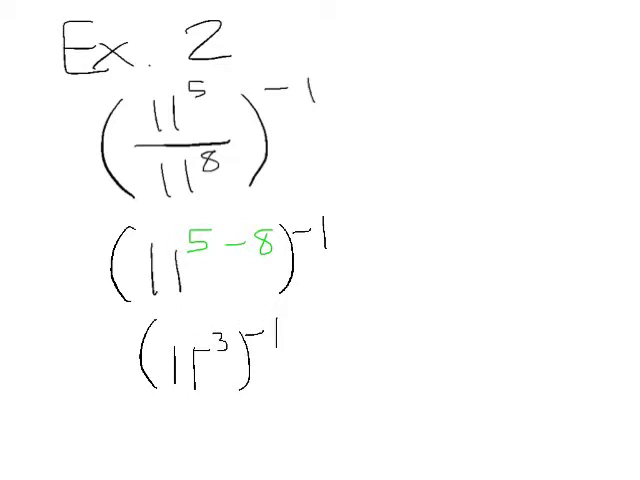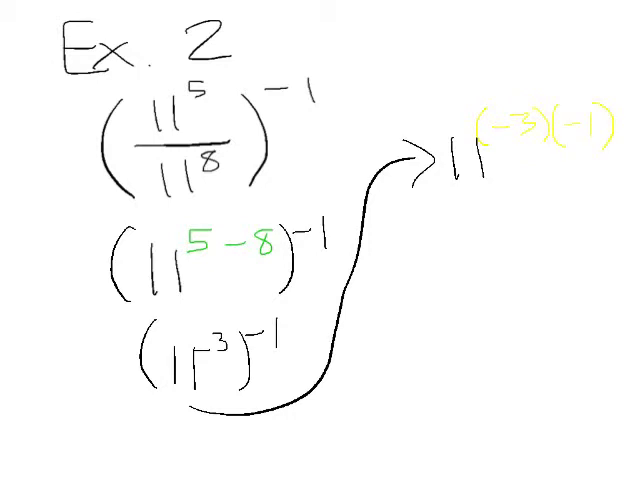And then I still have that -1 on the outside. Well, what does that mean? That means that I'm going to have a power to a power, so they multiply, just like in our very first example, and I'm going to end up with 11 to the -3 times -1 power. And -3 times -1 is +3, so I wind up with 11 to the 3rd power. And if you want to punch that in on your calculator and double check it out, it should be 1,331.